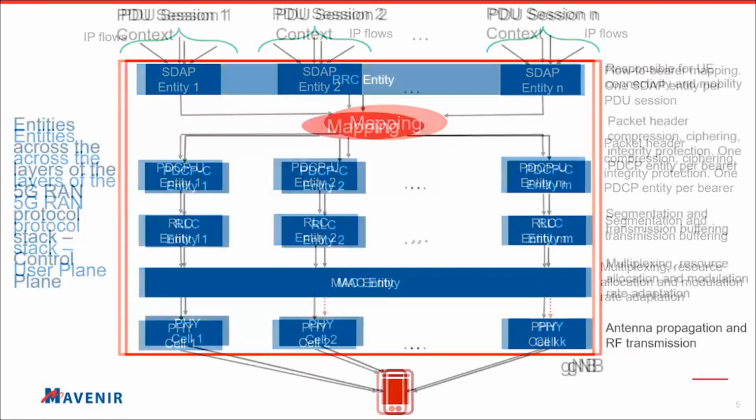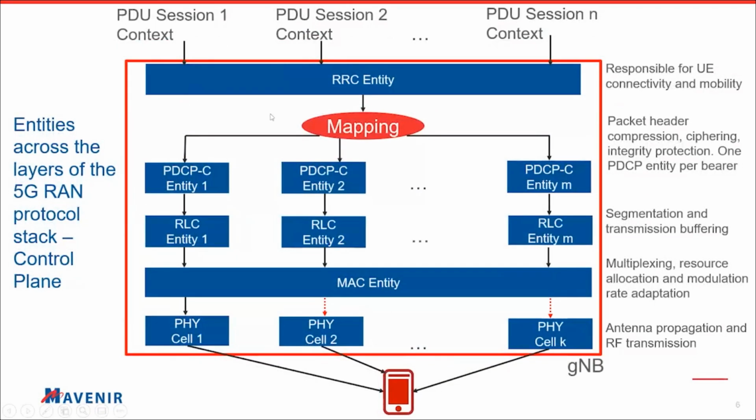And similarly, you have the control plane, where you have an RRC entity. There is one RRC entity which hosts N IP session contexts, and then they are similarly mapped onto M PDCP control plane entities, which are responsible for signaling radio bearers. So previously in the user plane, you saw data radio bearers, and here it is signaling radio bearers. There's going to be one signaling radio bearer per PDU session context, which the PDCP entities maintain and configure.